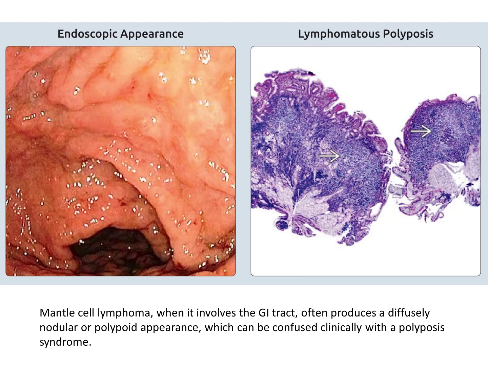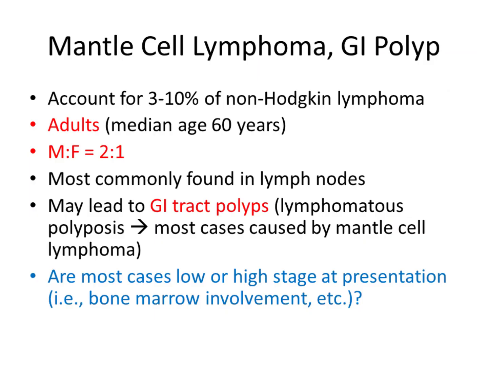Always consider the diagnosis of lymphoma when examining a colon polyp that has a dense population of lymphocytes. Mantle cell lymphoma accounts for 3 to 10% of non-Hodgkin's lymphoma cases. They arise in adults with a mean age of 60 years. Males are more often affected by a ratio of 2 to 1. They are most commonly found in lymph nodes, but they can present in the gastrointestinal tract, leading to lymphomatous polyposis.